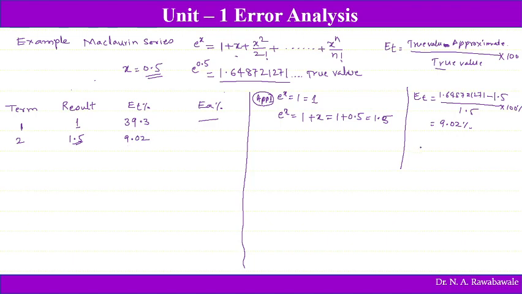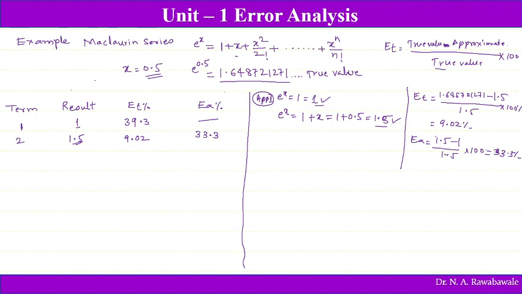Now we can find the approximate error. Approximate error EA is based on the first approximation and the second approximation. So approximate error is nothing but the present approximation minus the previous approximation. The previous approximation is 1 and the present approximation is 1.5. So 1.5 minus 1 divided by 1.5 into 100 gives us 33.3%. So here the approximate error is 33.3.